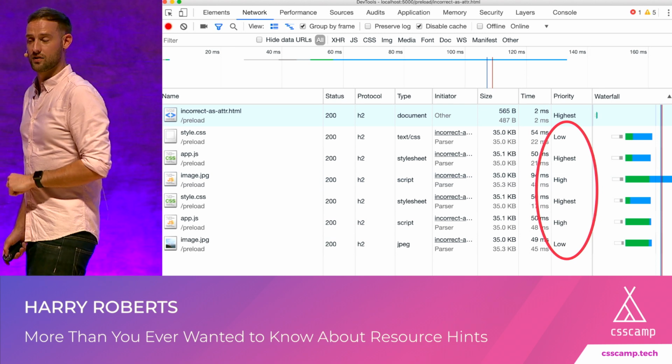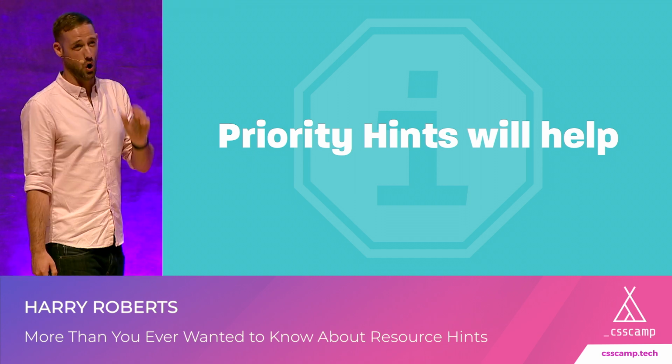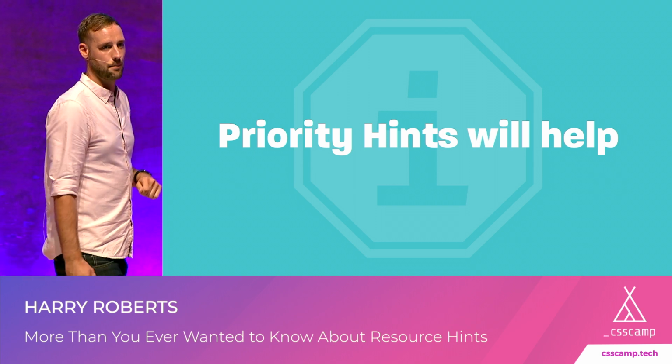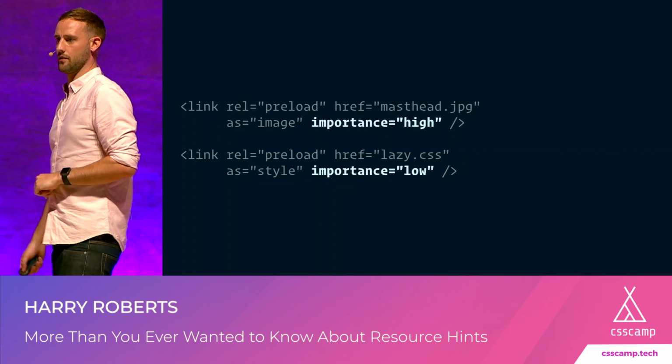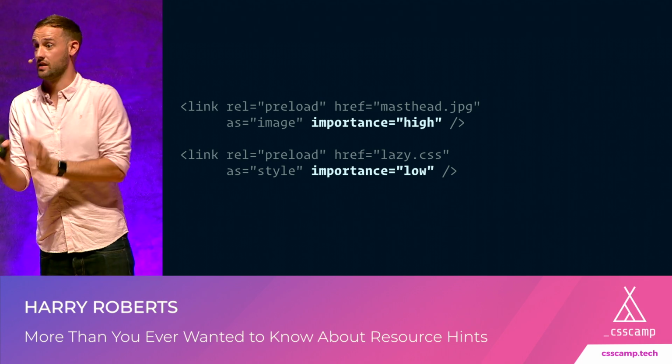That said, there is a way to formally work around this. There's a new specification coming out. It's only available in Canary at the moment. Priority hints gives us a brand new attribute called importance. And that just takes the values either high or low, and this is how you can nudge around the priorities of different files.